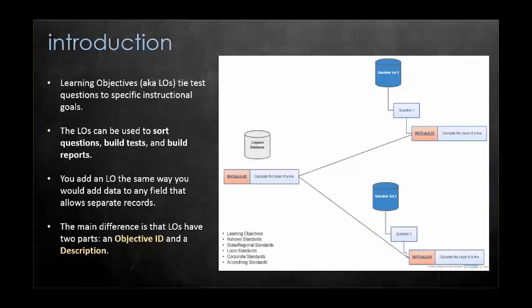You add an LO the same way you would add data to any field that allows separate records. The main difference is that LOs have two parts: an objective ID and a description. As you can see in the diagram to the right, we will talk about this a little bit later. You can see that there is a Cognero database and two question sets. Both question set 1 and 2 in their questions link to the same learning objective. And as I said, we will refer back to that a little bit later.